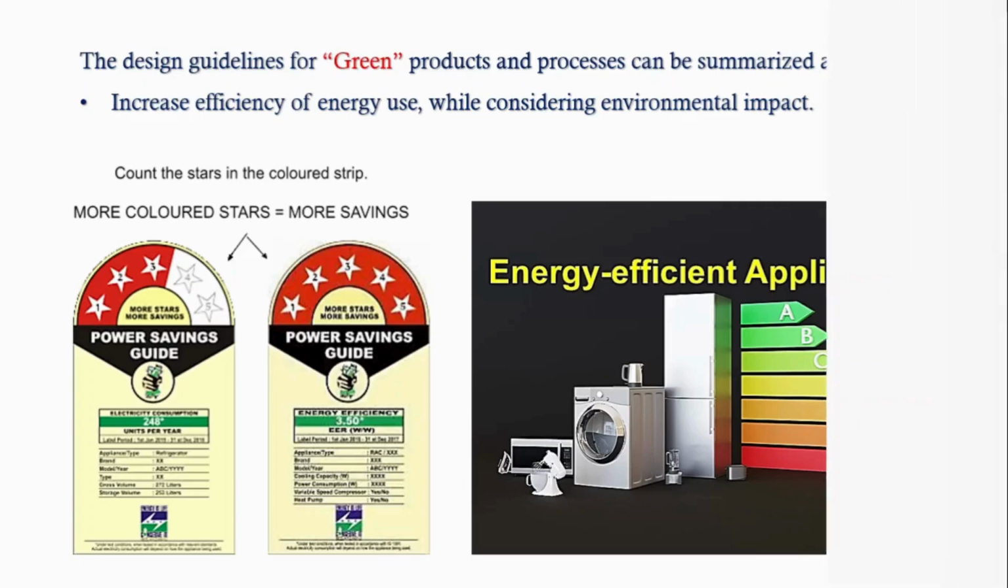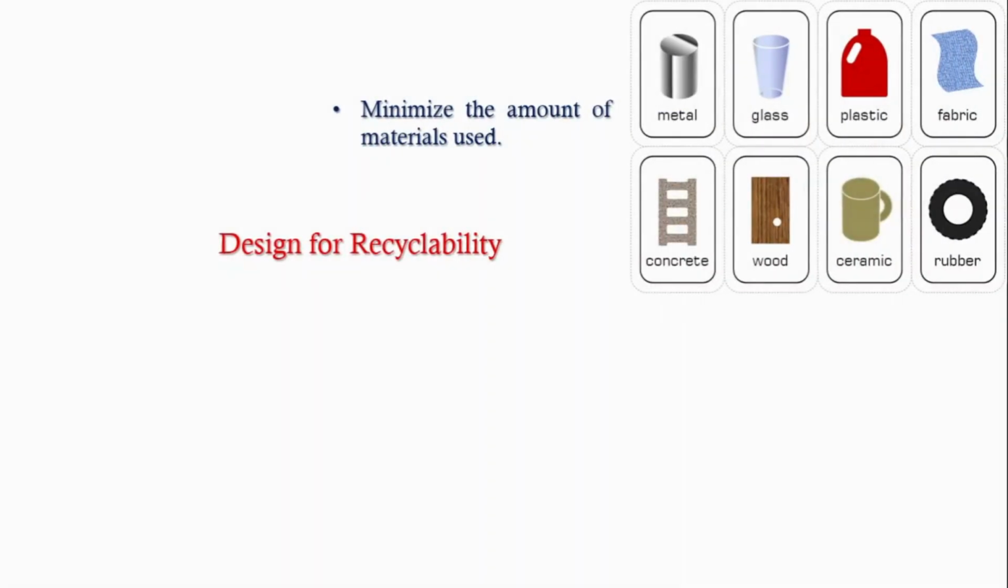Now comes the next guideline, and that guideline is to minimize the amount of material used. Being a designer, you must try to design a product in such a way that the utilized material, which could be metal, glass, plastic, fabric, concrete, wood, ceramic, rubber, etc., is minimized. So you must try to minimize the amount of material used.